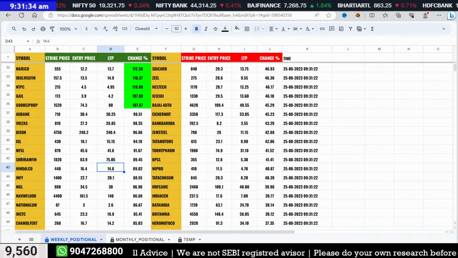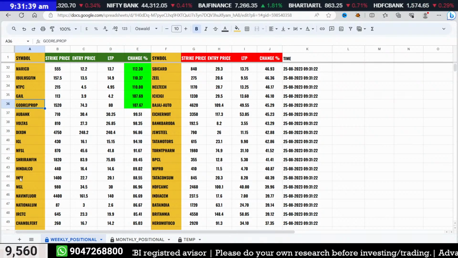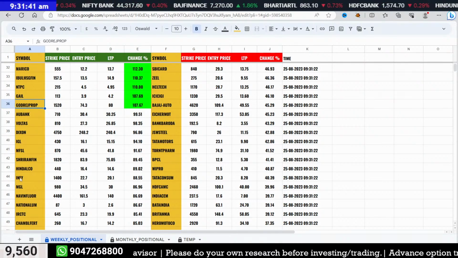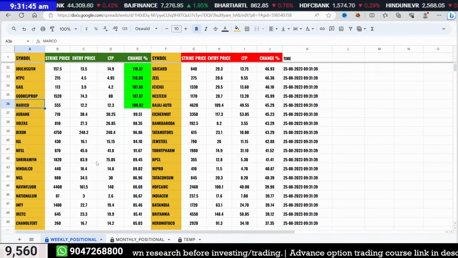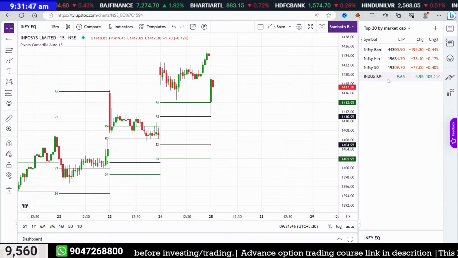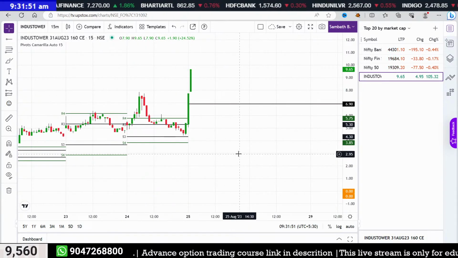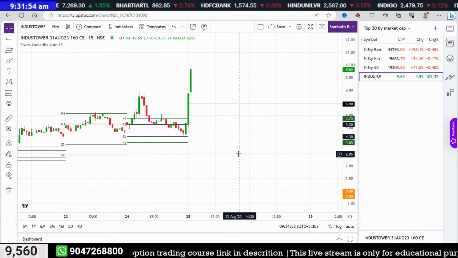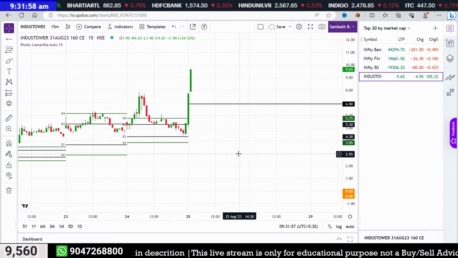I think Godrej Properties 1520 already moved. AU Bank nearby, Voltas, Dixon. From that we find out this one. Okay, anyone who tried for this in this tower, such a good move. So from 7 to 9.65, 200 rupees. That's good enough for an intraday.